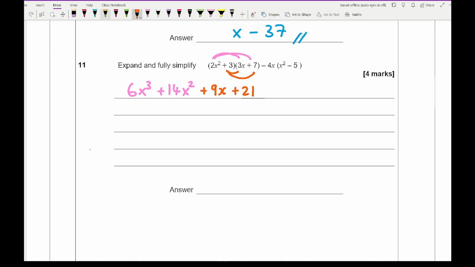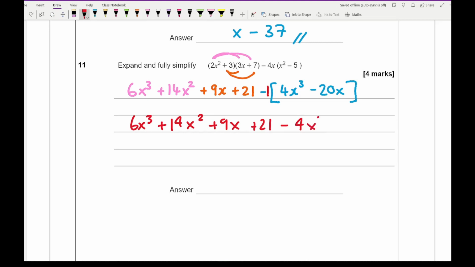We then have to take away. Now again, be careful of the minus. So 4x times x squared is 4x cubed. And then we've got 4x times minus 5, which is minus 20x. So then taking away the bracket, remember there's a minus 1 there, so what we get is 6x cubed plus 14x squared plus 9x plus 21 minus 4x cubed plus 20x.